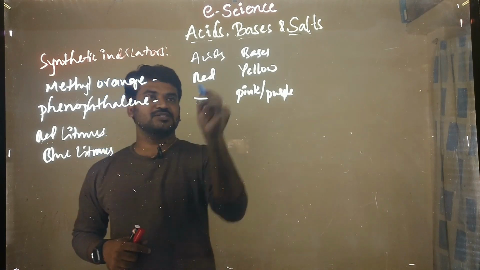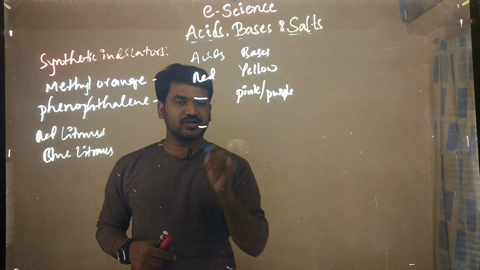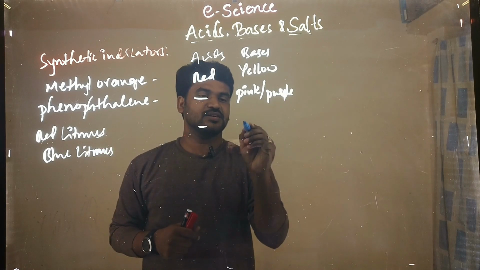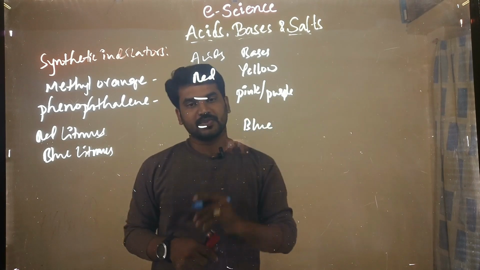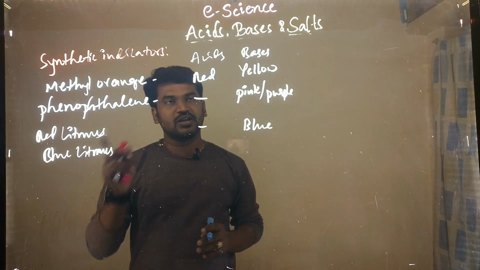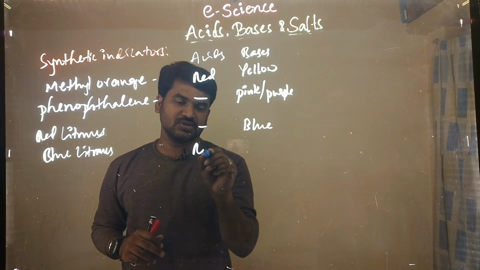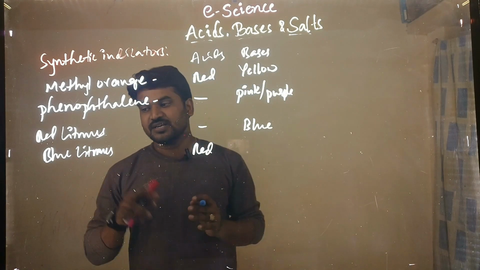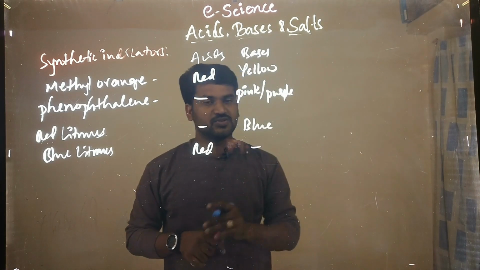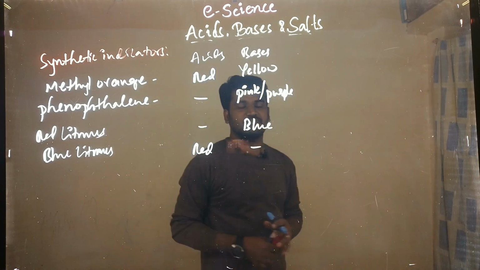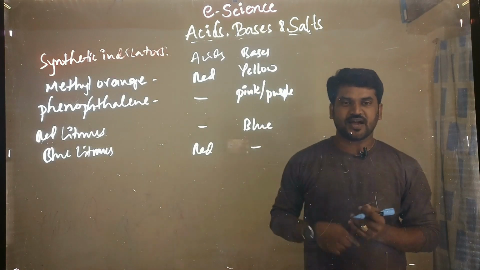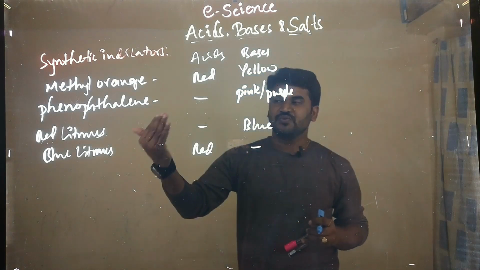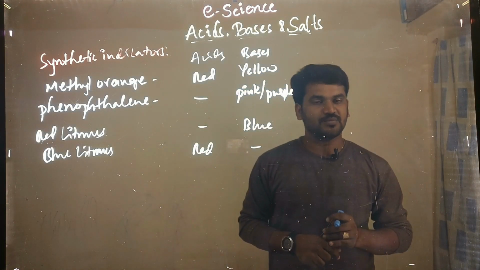Yes, right. Red litmus in the presence of acid does not show any change, and red litmus in the presence of base shows blue color. And blue litmus in the presence of acid shows red color, that is, blue color changes to red color, and the blue litmus in the bases will not show any color change. So these are the main basic indicators to identify the acids and bases: methyl orange, phenolphthalein, red litmus and blue litmus.